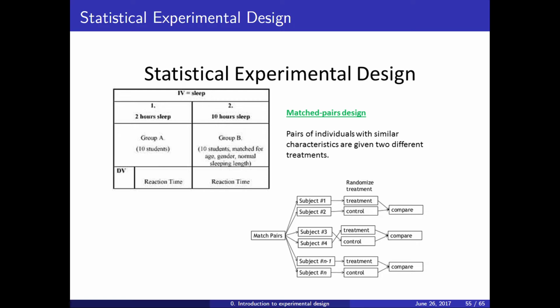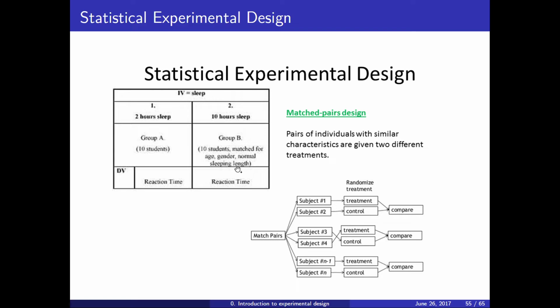So there is this confounding of what is the constitutive amount of time that they need to sleep with the treatment, that is how much they sleep for this particular experiment. So what you can try is to match people by all factors that you think can make them more homogeneous. So for instance, you can match for age, for gender, for normal sleeping length.